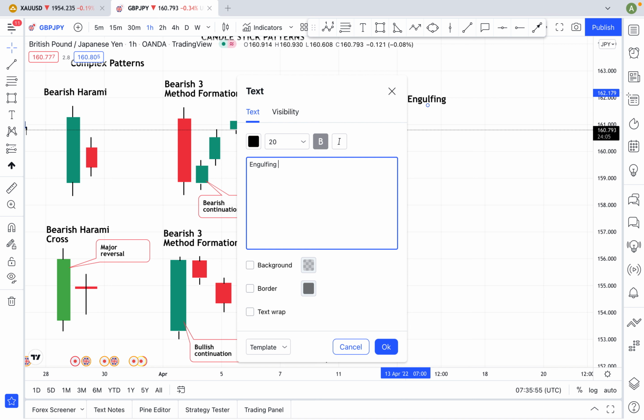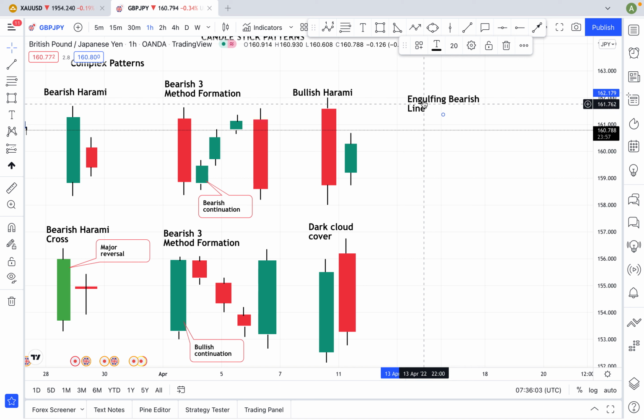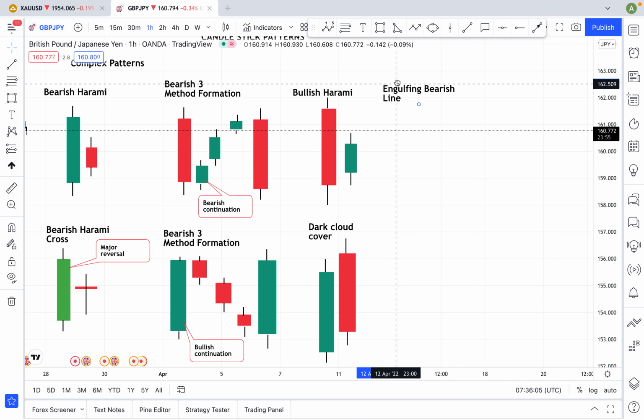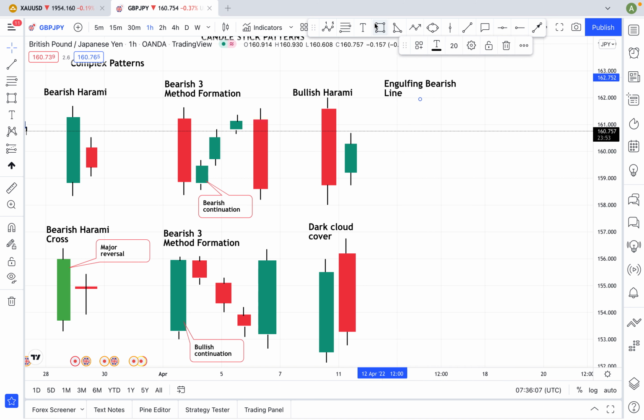Okay, let me just put it as engulfing bearish. So once you know the name, you can easily suggest what it means, knowing that bearish is selling while bullish is buying. Okay, guys, so we have this.